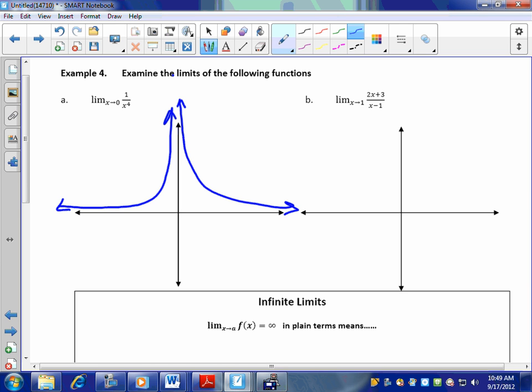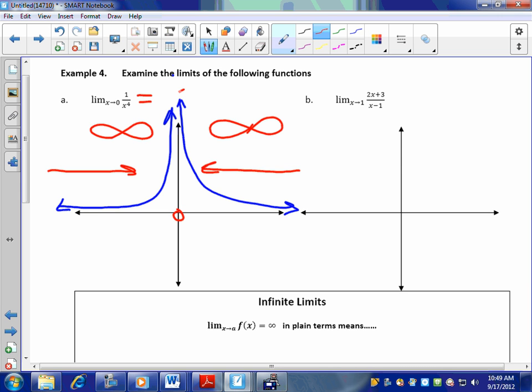So as you approach 0 from the left-hand side, what does the graph approach? Positive infinity. So as you approach from this direction, you approach positive infinity. As you approach from this direction, again, I'm approaching 0. I'm approaching this spot. What does the graph approach? Infinity. Are those the same? So the limit is defined to approach infinity.